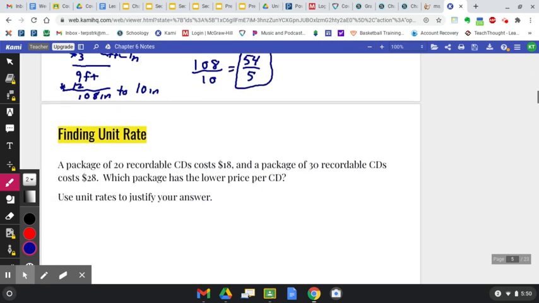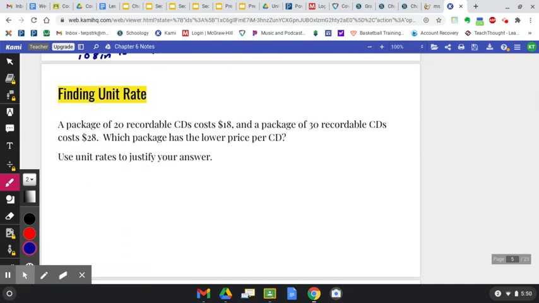Now, finding unit rates. We want to find the cost per item, right? So we're going to have a total for multiple items, and we want to figure out what it costs for a single item. So, for example, it says a package of 20 recordable CDs. Older problem here. You guys probably don't even know what CDs are. Package of 20 recordable CDs costs $18, and a package of 30 recordable CDs costs $28. Which price has the lowest cost per CD? So we want it per CD.